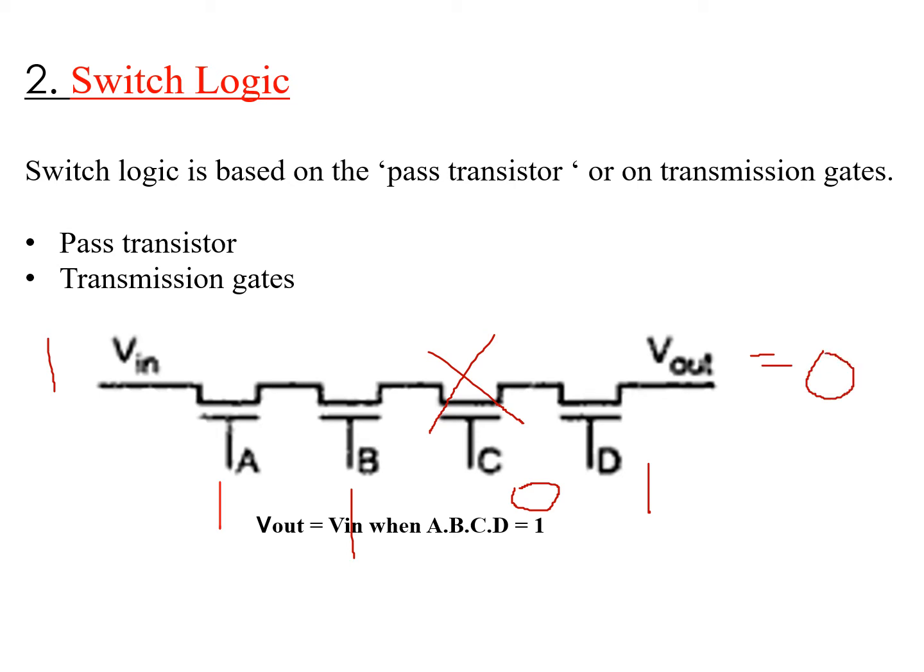But if you make a slight change, now if I apply voltage 1 to C, that means the output voltage will be 1 because now all the MOSFETs are in the on state. If suppose the voltage Vin is 0, then the output will also be 0 naturally. Okay, so this is a simple switch wherein it is just working like an on-off switch.